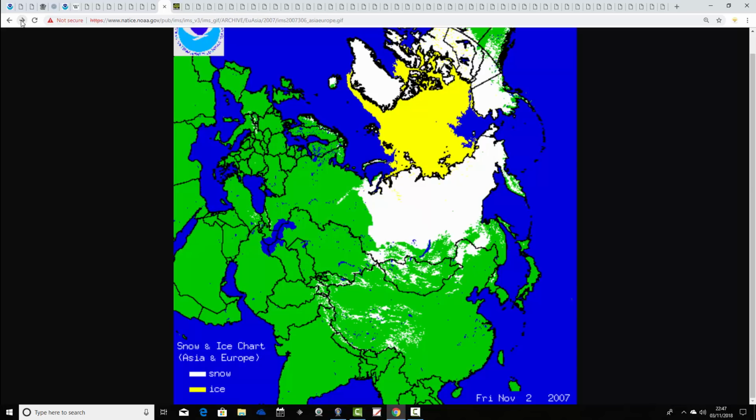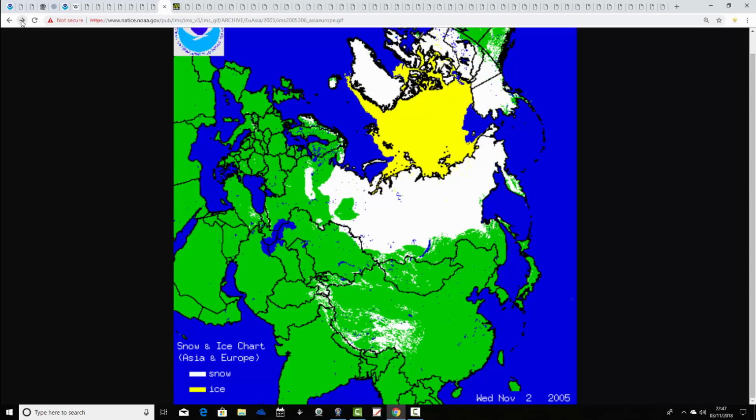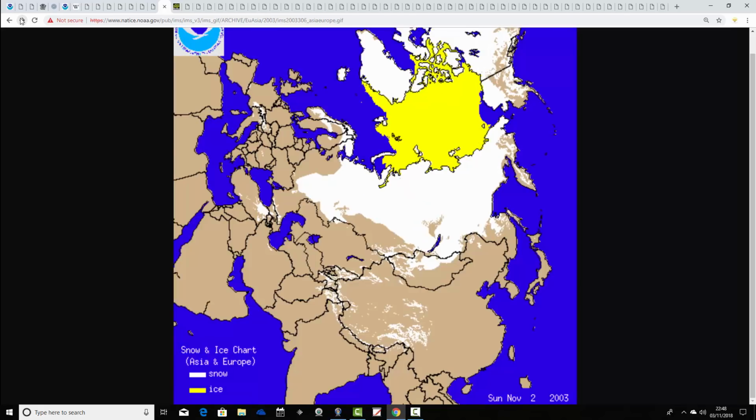2007, we are way ahead of 2007 for both Russian and Scandinavian snow cover. 2006, probably quite close for Russian snow cover, but behind the Scandinavian snow cover. 2005, we are ahead of 2005 for Scandinavian snow cover, and probably quite similar, or maybe a little bit ahead for Russia. 2004 shows that we are probably quite close for Russian snow cover, and for Scandinavian snow cover, I think we're a little bit ahead, actually, this year.